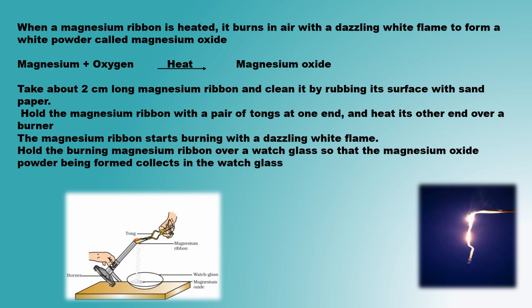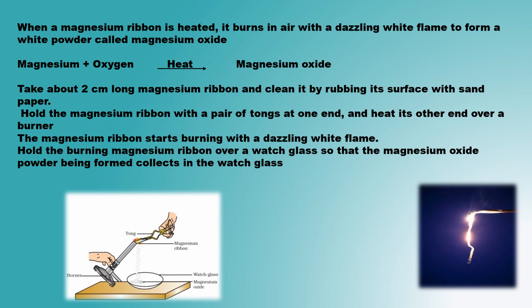In this chemical reaction there are two reactants, magnesium and oxygen, but only one product, magnesium oxide. The properties of the product magnesium oxide are entirely different from those of the reactants magnesium and oxygen. The magnesium ribbon which we use usually has a coating of magnesium oxide on its surface which is formed by the slow action of oxygen of air on it.